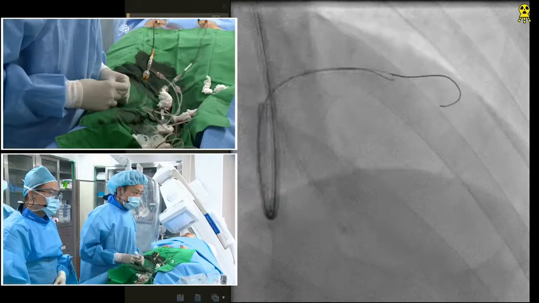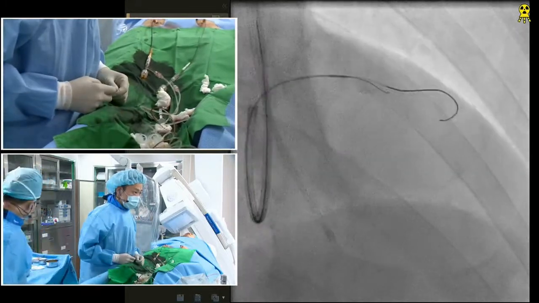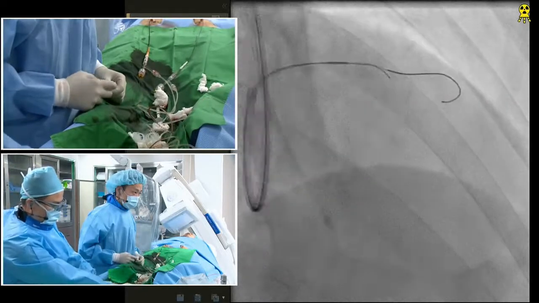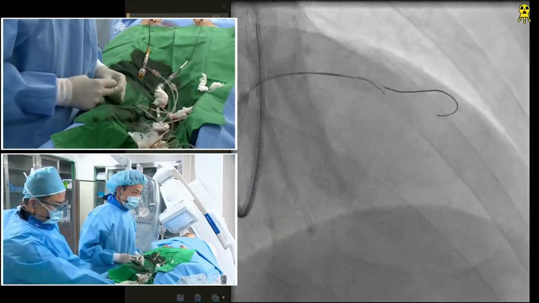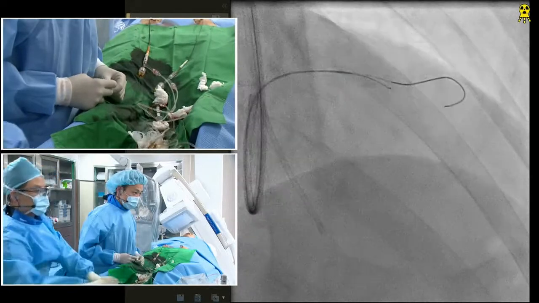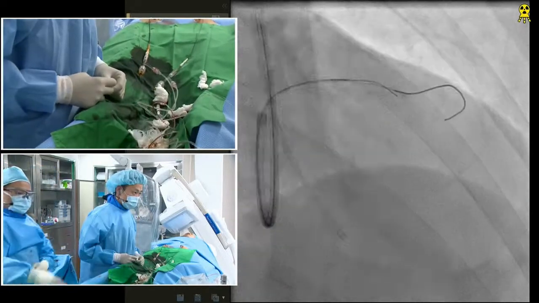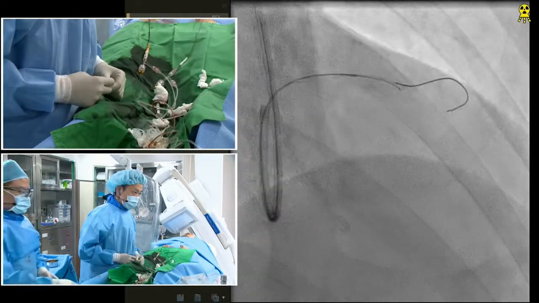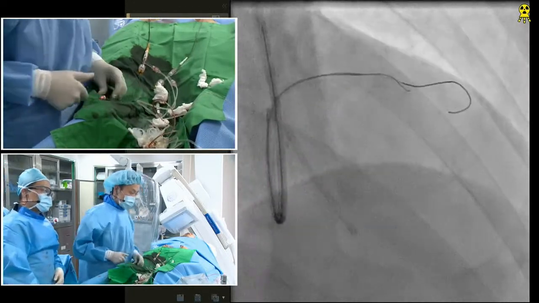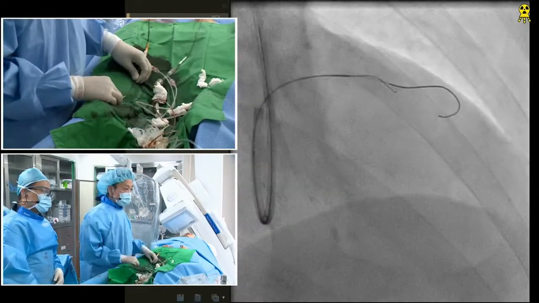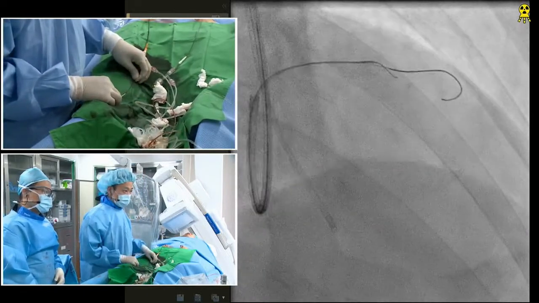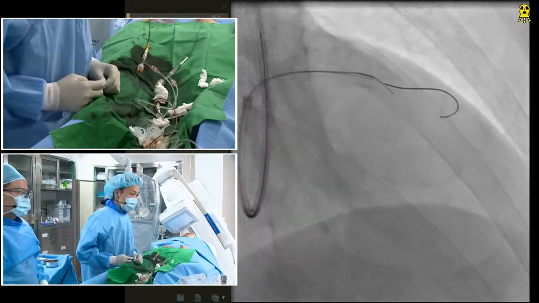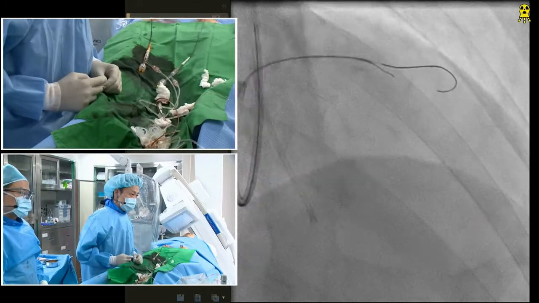What is the wire name? This is Gaia Next. Did you make a second curve or just use a single curve? No, I made the second curve. Yes, of course. In this situation, more deflection is needed.